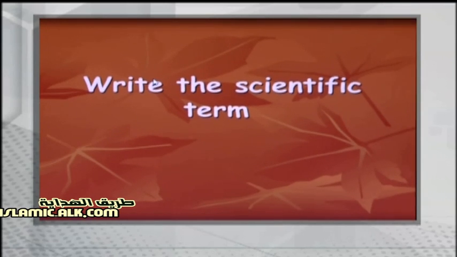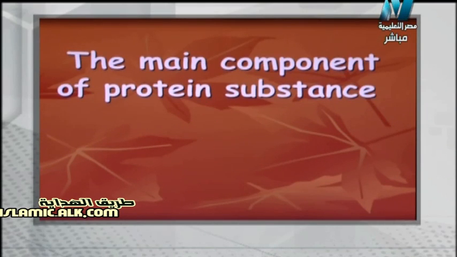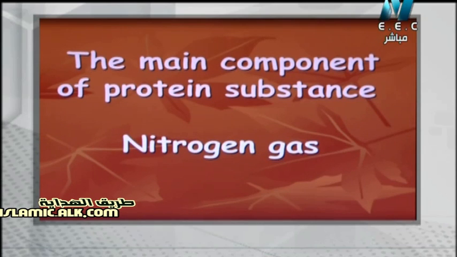Another type of question: write the scientific term. In this question I advise you to read the question carefully, especially the first word. السؤال ده تقريبا مفتاح الحل فيه بيكون أول كلمة أو أول كلمتين. The main component of protein substance, يعني المكون الرئيسي في البروتين, it will be nitrogen gas. Nitrogen gas is the main component of protein substance.